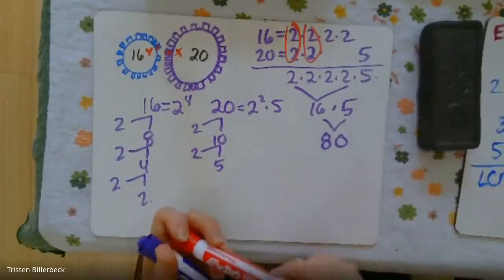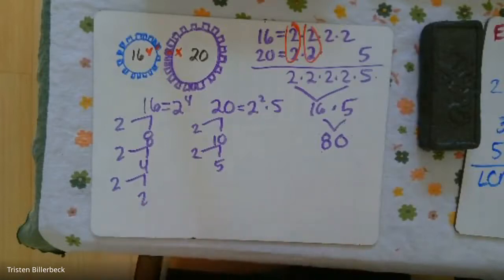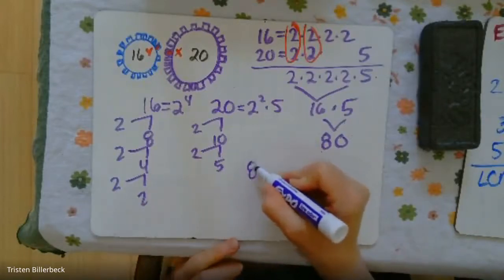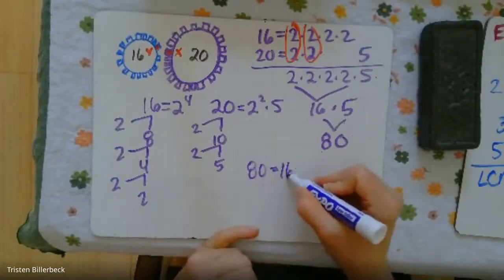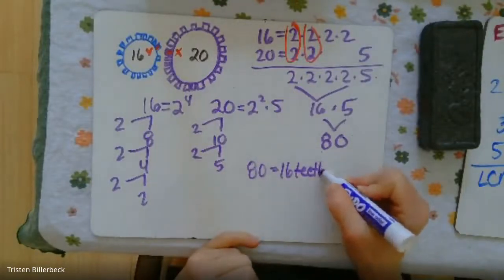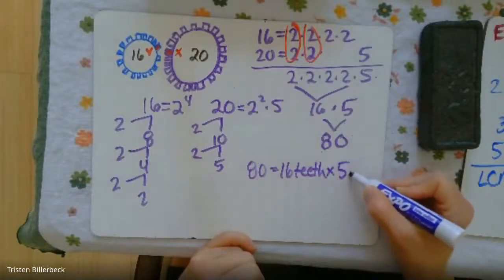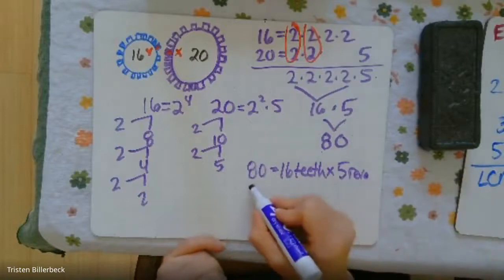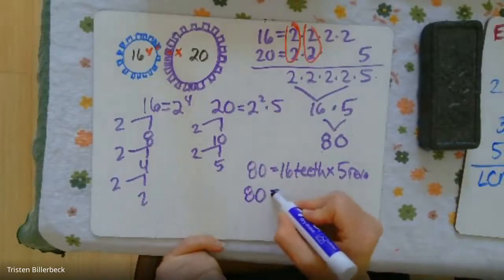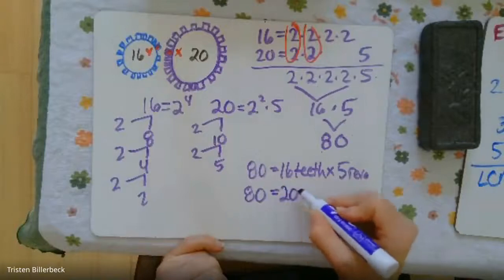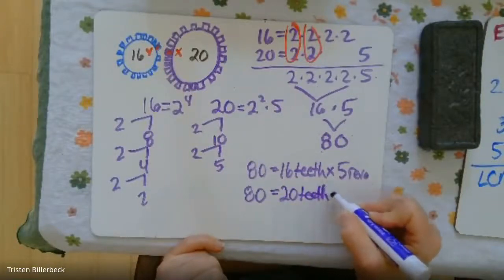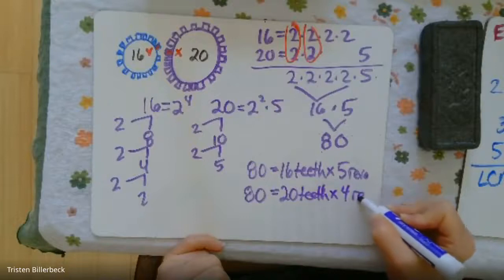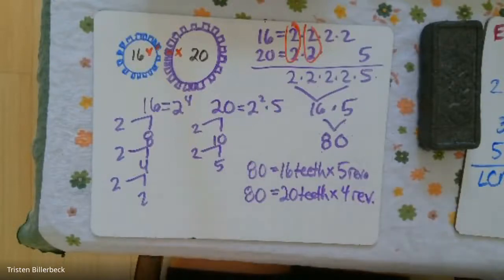So for the small wheel to reach 80, that'd be 16 teeth times 5 revolutions. Okay, for it to equal 80 for the large gear, that's 20 teeth times 4 revolutions. So that's how to figure out how many revolutions before X and Y are going to meet again.